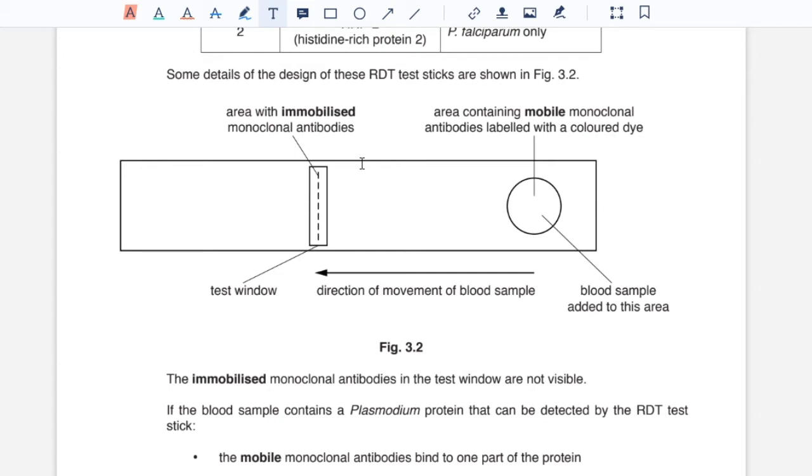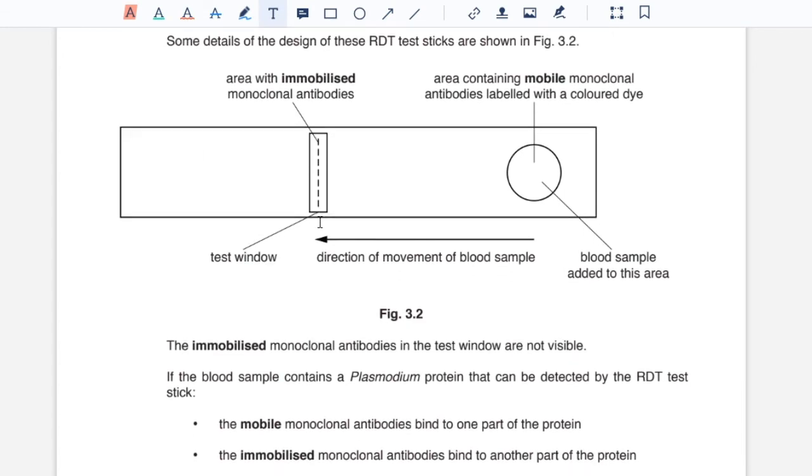So you've got an area containing mobile monoclonal antibodies labeled with a colored dye, and this is also the region where you would place the blood sample. Direction of movement of blood sample is also shown, and here's the test window with immobilized monoclonal antibodies. The immobilized monoclonal antibodies in the test window are not visible.